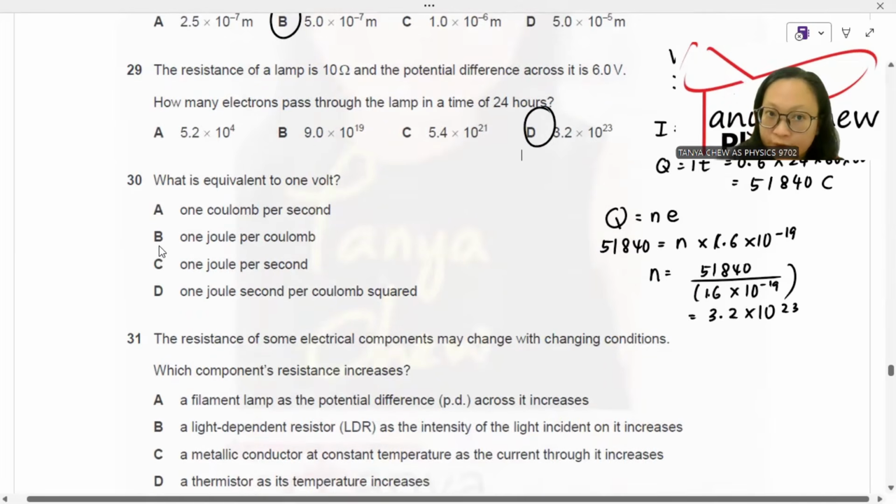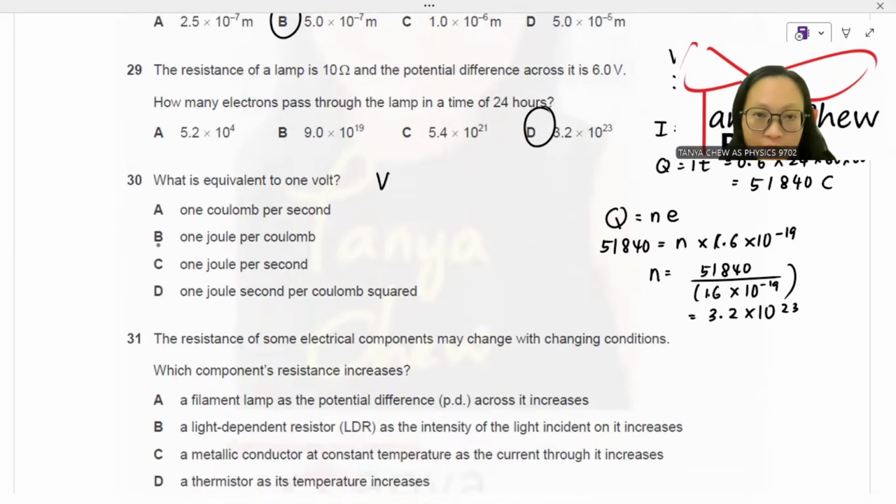30, what is equivalent to 1 volt? 1 volt, V, is defined as work done per charge. Work is measured in joules, charge is coulomb. So B is the answer.